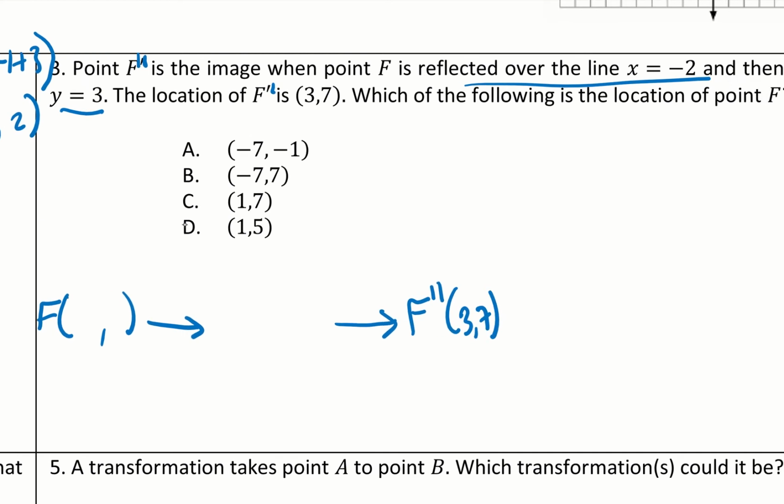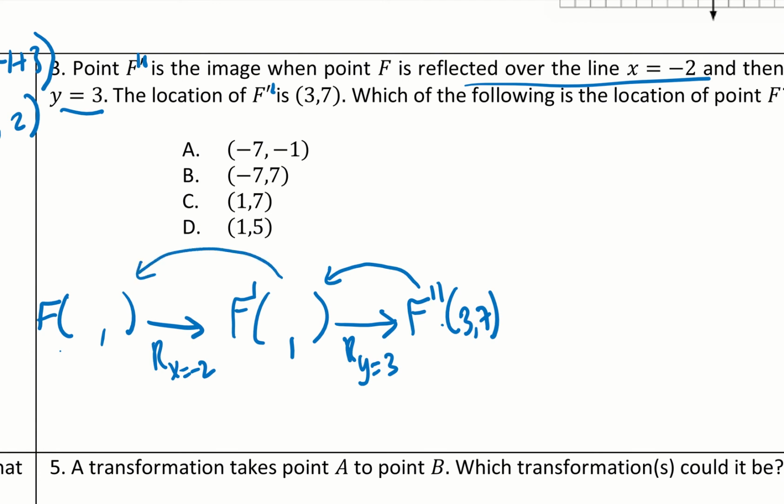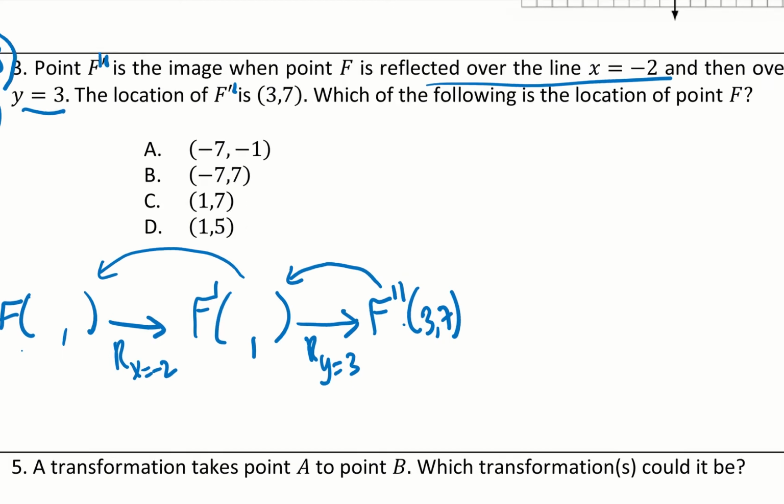Now, it says this is the image when f is reflected over x equals -2. So we got a reflection over x equals -2, and we'll call that f prime, and then we don't know what the coordinates for that is yet. And then it undergoes a reflection about y equals 3. And that's really the diagram of what's going on. So that means if I wanted to go from f double prime back to f, I need to travel backwards, right? So I need to reflect about y equals 3, and then reflect about x equals -2. So hopefully that diagram helps. You have to go backwards and do the reverse. So we have to do y equals 3 first.